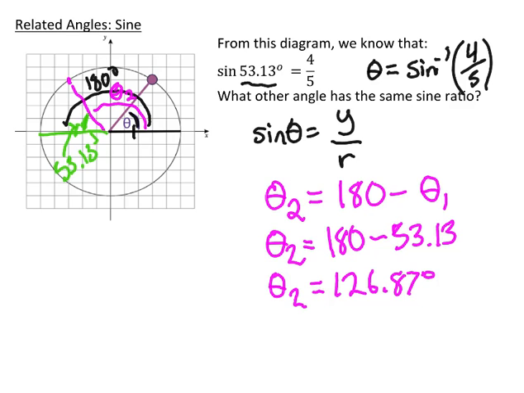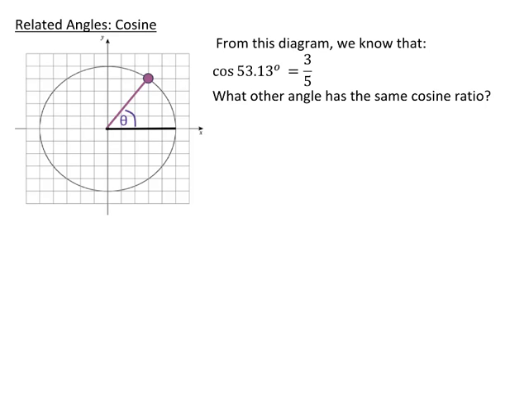So that other angle, this theta 2, has the same sine ratio of y over r as 53 degrees. And you could check it on your calculator. If you do sine of 126.87, you'll get the same value. You'll still get 4 over 5, or roughly 4 over 5, because we rounded our angle off to some decimal.